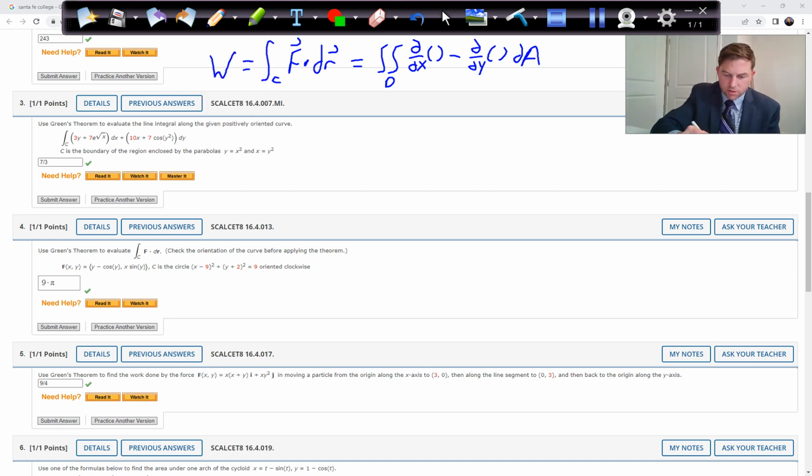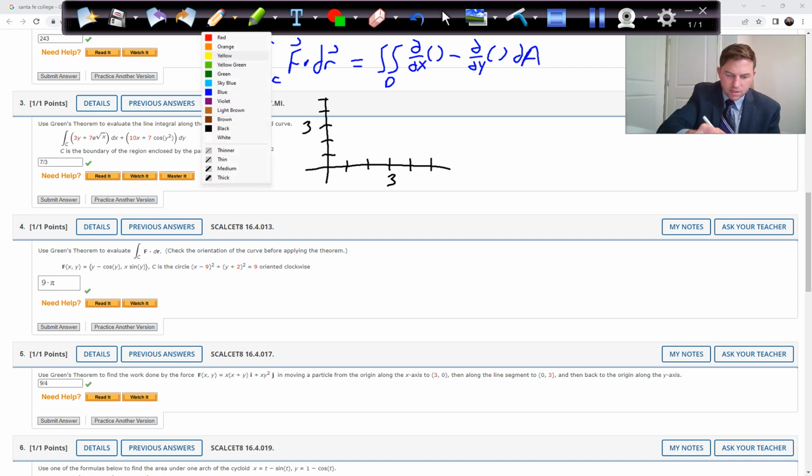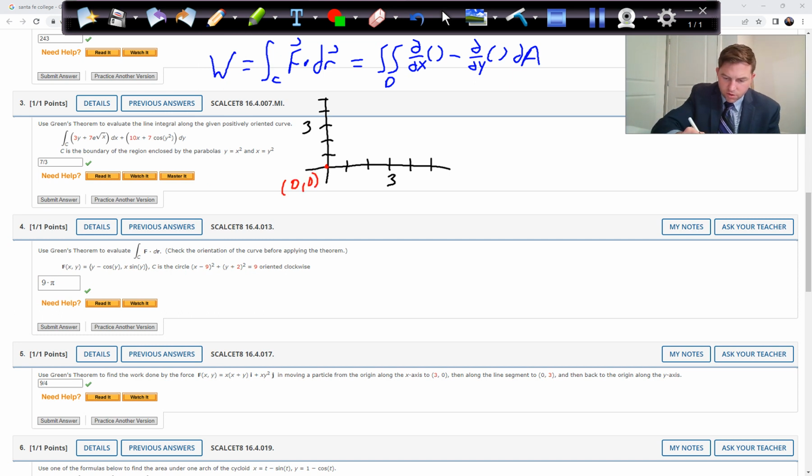So once again, we want to draw what's going on here. And this is pretty similar to one we saw earlier. So it's going from (0, 0) to (3, 0), 1, 2, 3. Then it's going to (0, 3), and then back to the origin. So this thing is going to start at the origin, (0, 0). It's going to move to (3, 0), this dot right here. Then it's going to go up to (0, 3), this dot up here. Then it's going to come back to the origin.